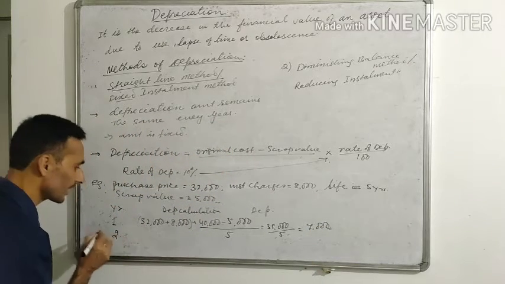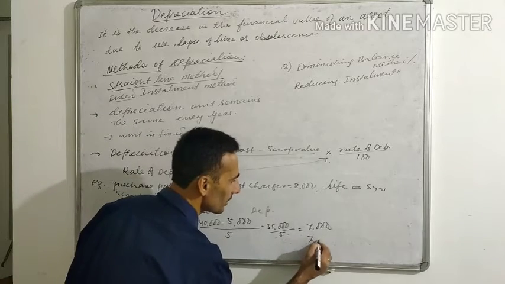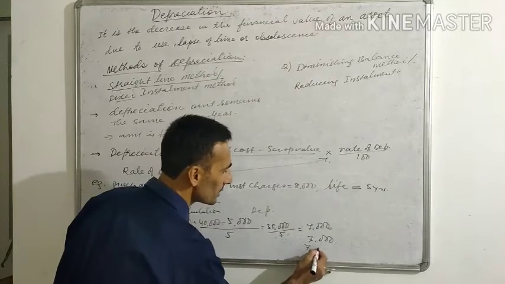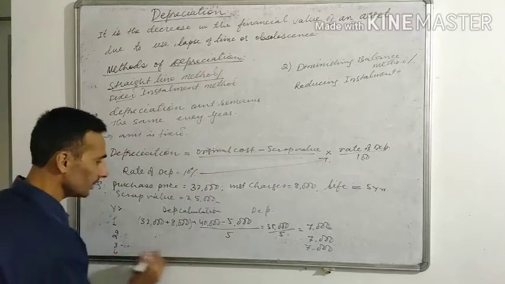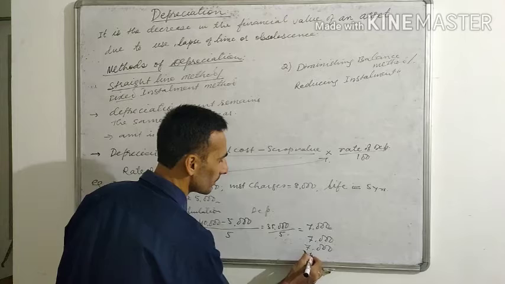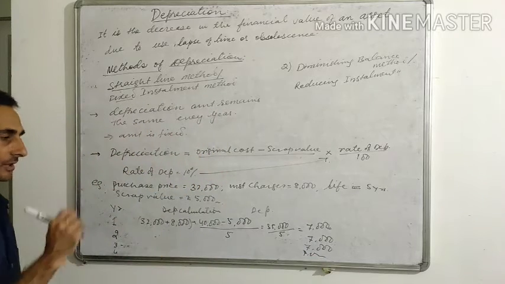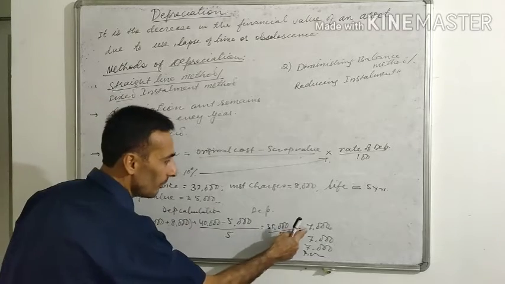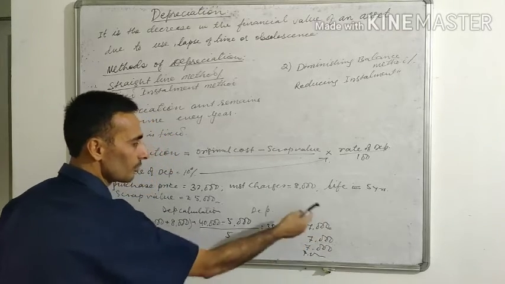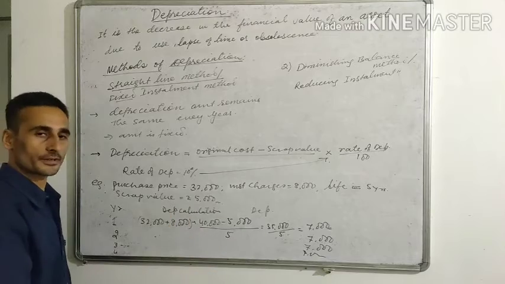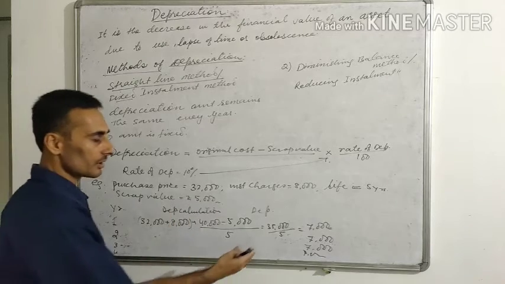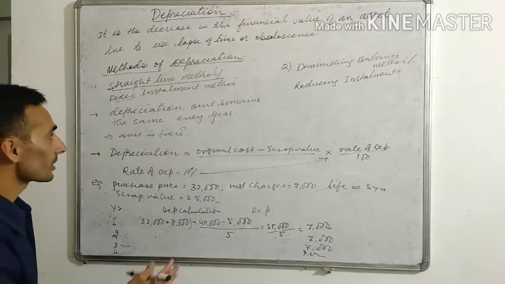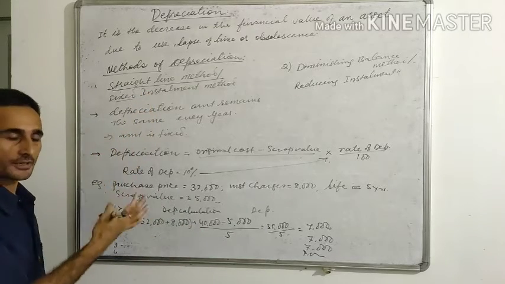Now depreciation for second year will also be 7,000. Depreciation for third year will also be 7,000. For fourth year, 7,000. For fifth year, again 7,000. Right? So the amount of depreciation is not changing here. This is what we see here. So the amount of depreciation remains the same year after year. So this is what a straight line method is.